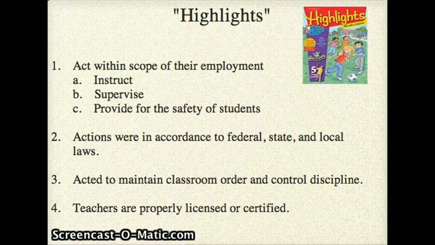Number two, teachers are protected from punitive damages if the actions were in accordance with federal, state, and local laws. For example, if corporal punishment is banned by a certain state, then that teacher would be liable and prosecuted if he or she used this as a form of punishment.